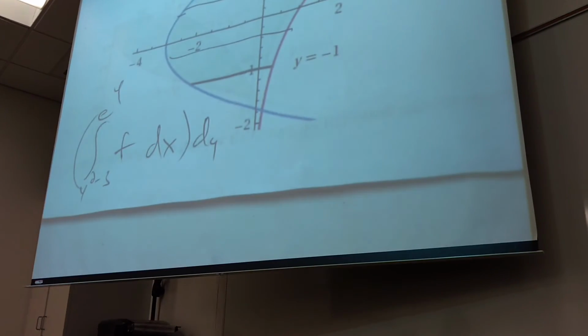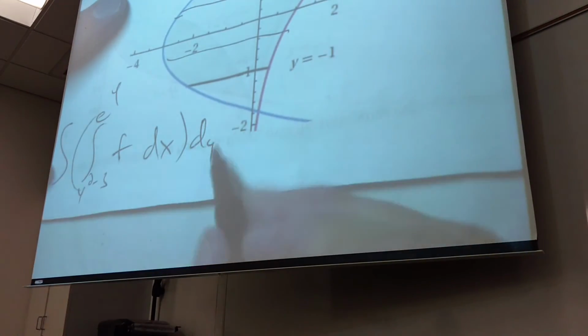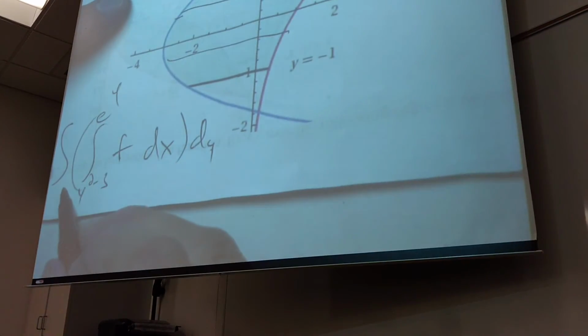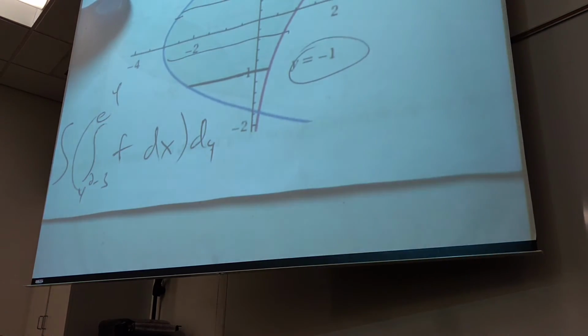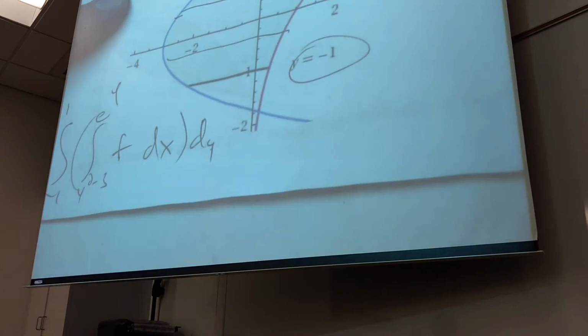And that is another clue. e to the y is not that bad to turn around, but the y squared minus 3 would involve a negative and a positive, right? So it kind of tells me how I want to set this up. And then the outer one is going to be integral dy from what to what? From negative 1 to 1.